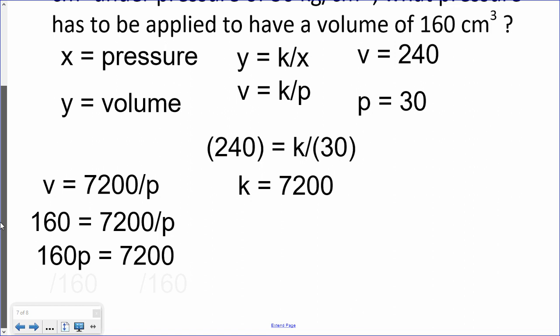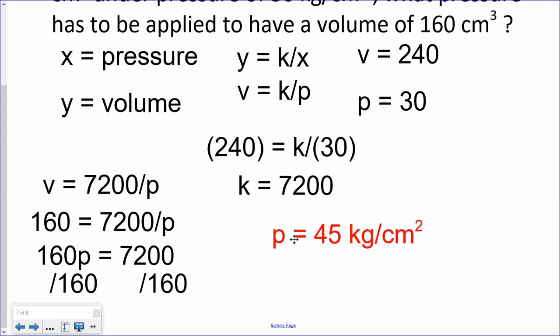And now I can divide everything by 160 in order to get it out of the denominator. Or not get it out, get it by itself. So I end up getting P equals 45 kilograms per centimeter squared.